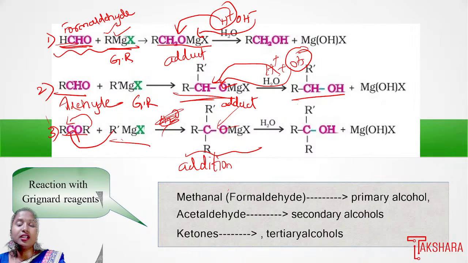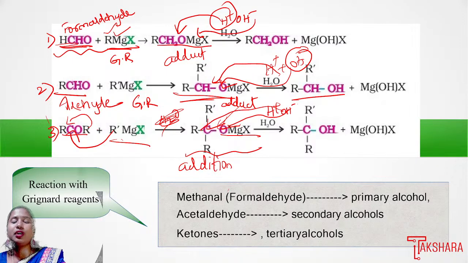Then next, the adduct again undergoes hydrolysis process. The adduct again undergoes what? Hydrolysis process. So in water we have H plus and OH minus ions. In water we have what? H plus and OH minus ions. So here we'll get what? OMgX, H and OH. Combined with OH, H plus is going to attach to the carbon atom. We will get this kind of product.